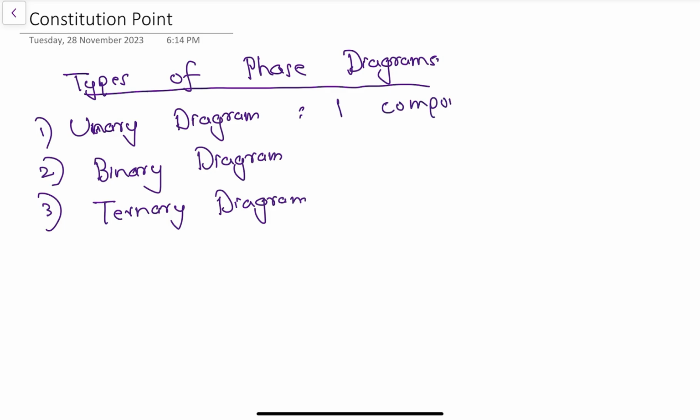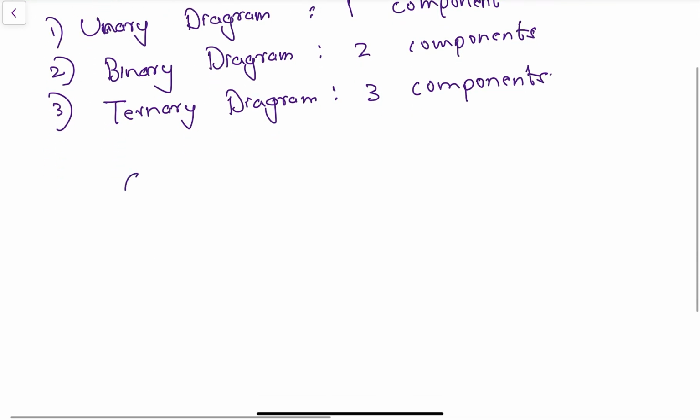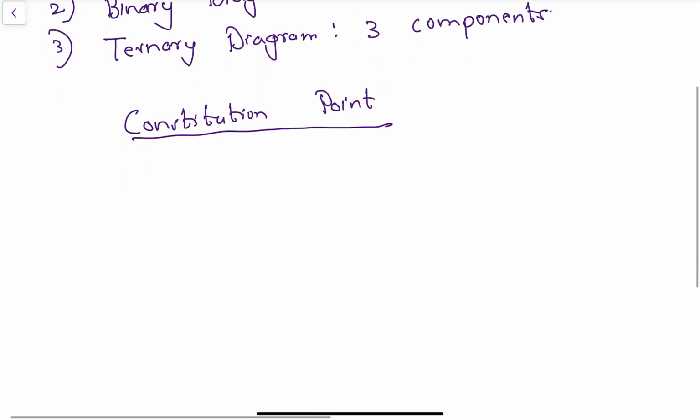A unary diagram means there is only one component. In the last lecture, we have seen a phase diagram involving two components. Here, in a binary diagram, you have two components. And in a ternary diagram, you have three components. Now we will move to what is a constitution point. What do you mean by a constitution point?